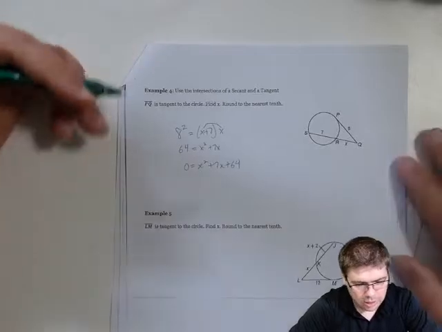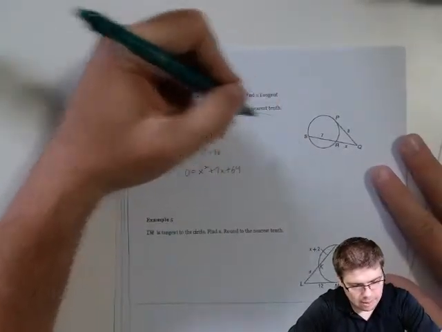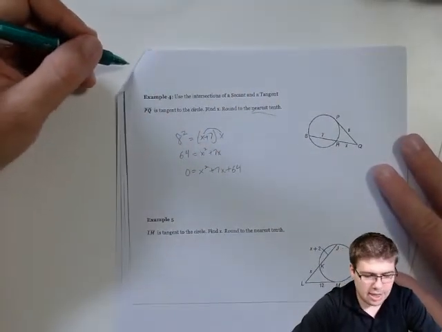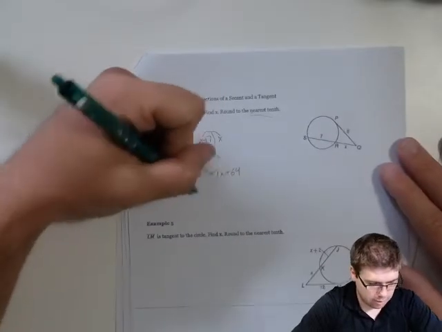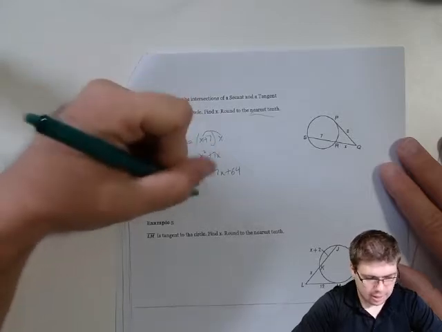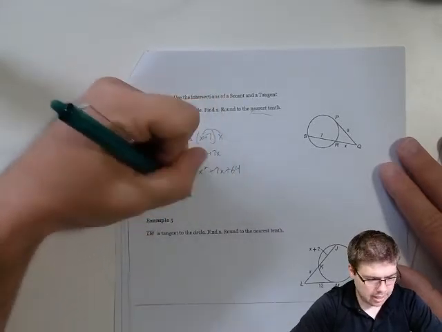You can try it for a while if you want. It's not going to work out. And maybe a hint here is that it does say to the nearest tenth. This isn't going to end up being nice answers. So instead, we might go to our quadratic formula.